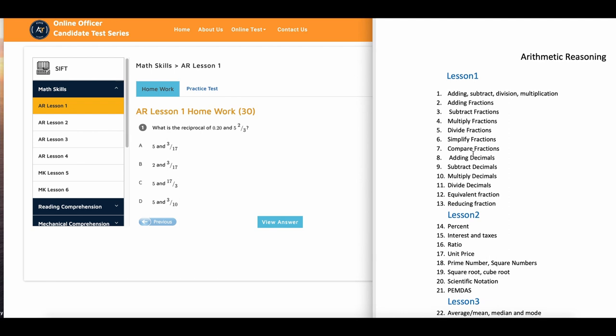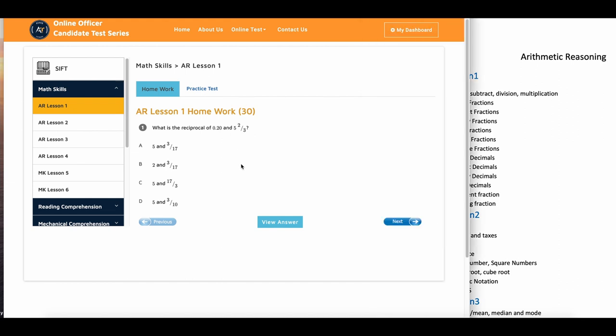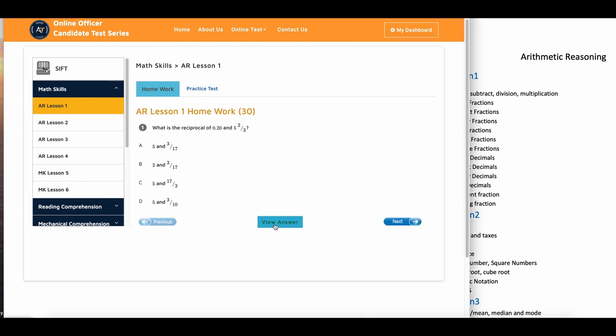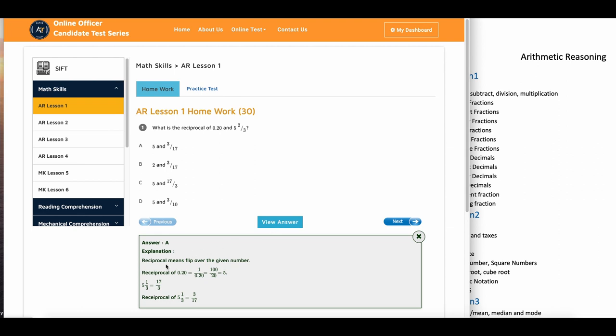So in lesson one, you have to learn addition, subtraction, multiplication, and division for all three areas: integers, that means the whole numbers, and then fractions and decimals. As you could see here, there are some problems. We listed what is the reciprocal of 0.20 and 5 and 1/3, right? In order to do this problem, you have to know the basic math operations. I'm showing you the view answer and the explanation. Reciprocal means flip over the given number.